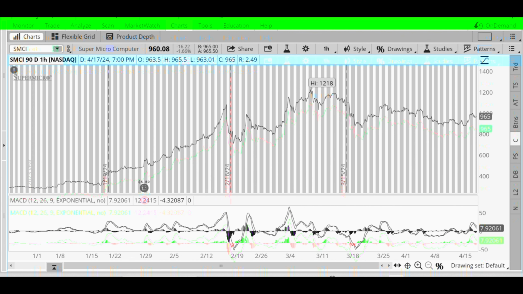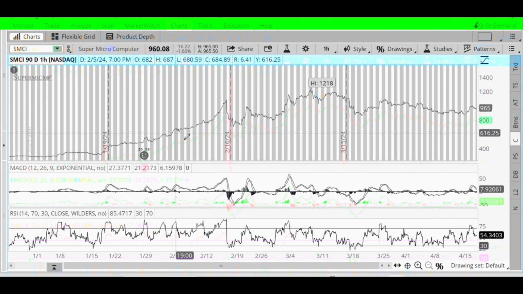Now let's take a look at RSI. RSI in the hourly interval chart is at 54. It's neither oversold nor overbought at this point. So it can go in either direction based on RSI.